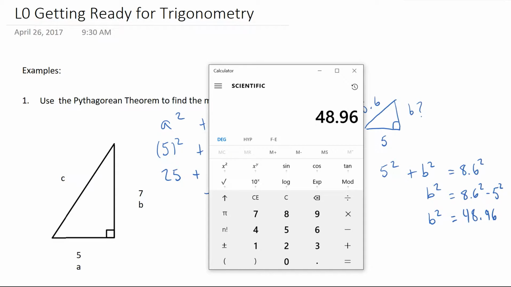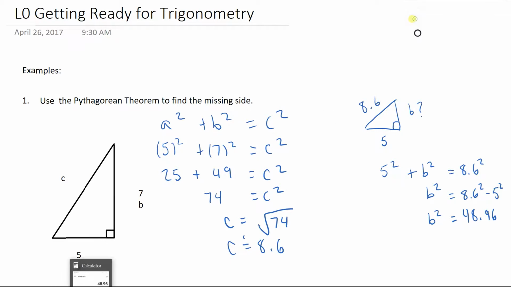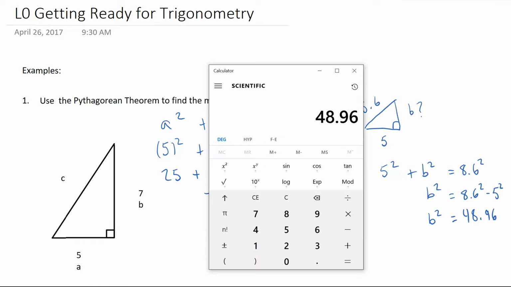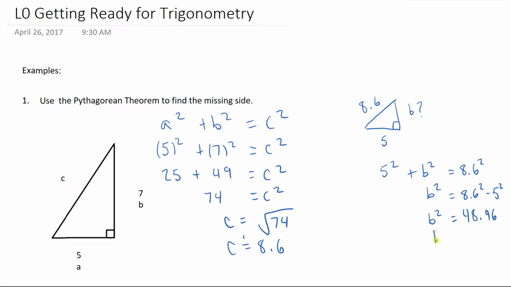Okay, and to get b, we would square root both sides. And it's about equal to 7. So b is about equal to 7. So that's the two different ways we can work with the Pythagorean theorem, either find the hypotenuse or find one of the sides, in which case we have to isolate.